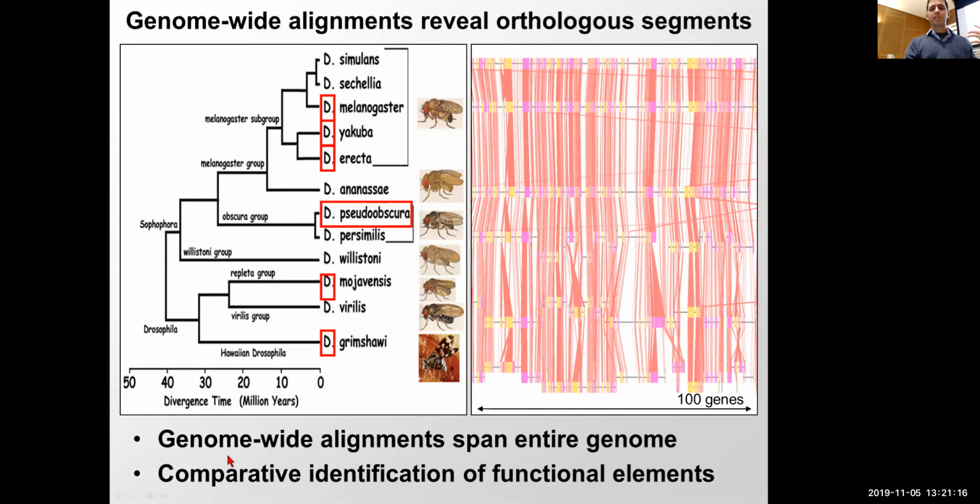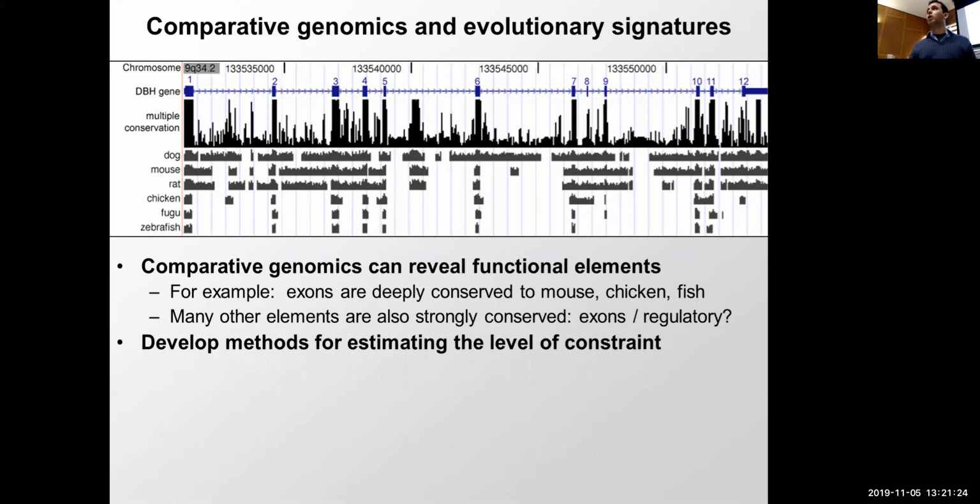And that allows us to basically build these genome-wide alignments and use comparative genomics to identify functional elements. And within these regions, we end up with a picture like this, which I also showed you on the very first lecture. The concept is that you can pile up more species like dog, mouse, rat, chicken, fugu, zebrafish, and then align them all to the same common reference.